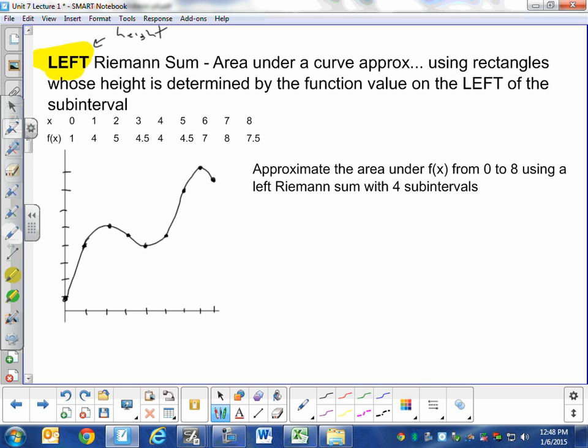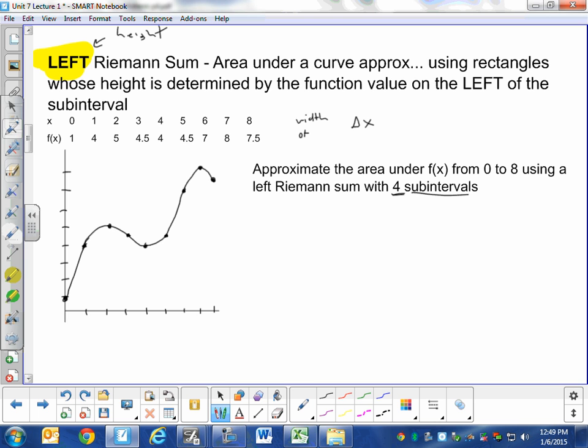All right, we want to approximate the area under this curve above the x-axis, between the curve and the x-axis, from 0 to 8 using a left Riemann sum with four subintervals. Well, knowing that we have four subintervals, that's going to give me the width of my partition, the width of the base of all of these geometric shapes. What would be the width of all of these rectangles that we're going to be placing down? 2, exactly.